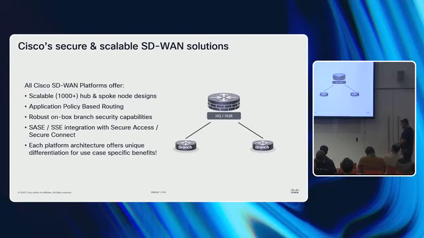So wrapping up here, this is my summary, and we're right at the time. Our scalable solutions here, all of the platforms support up to 1,000 sites. They all support app-based routing. They all have robust on-site security capabilities here. So hopefully we've given you a good flavor of some use cases where one platform is ideal, perhaps more than another. But again, there's no bad choices here for the customer.